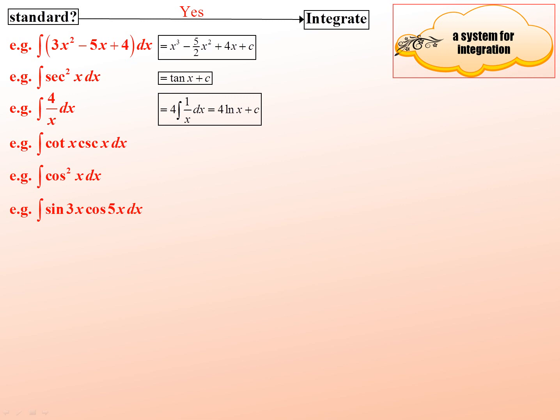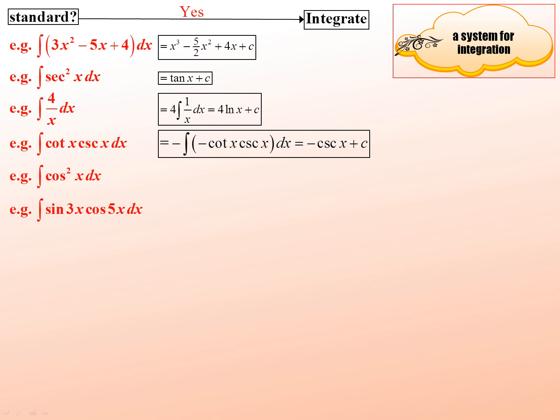Cot x cosec x, well, this is nearly the derivative of cosec x. The only difference is the derivative of cosec x has a negative. So there we have a negative on the outside to allow for that, and now we have exactly the derivative of cosec x, so therefore it becomes negative cosec x plus c.